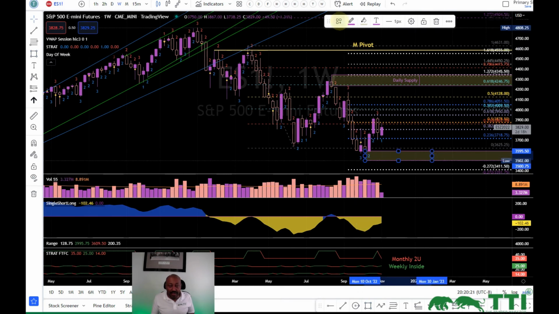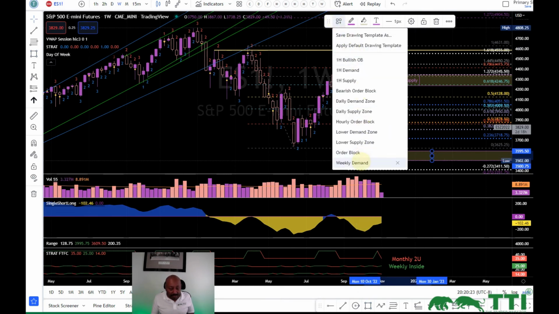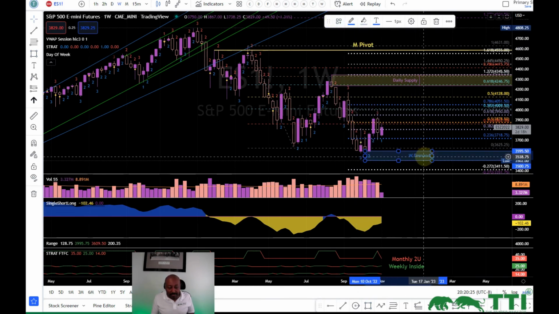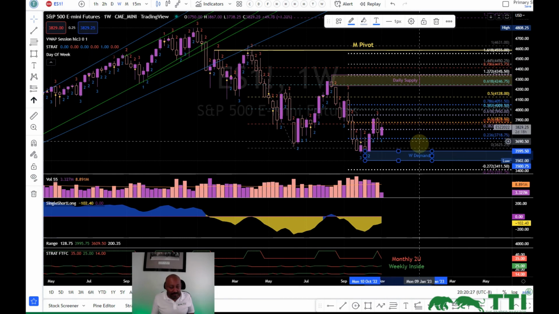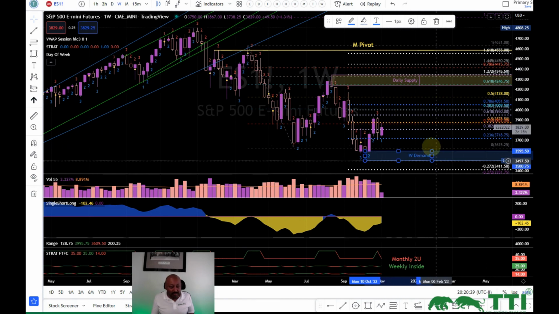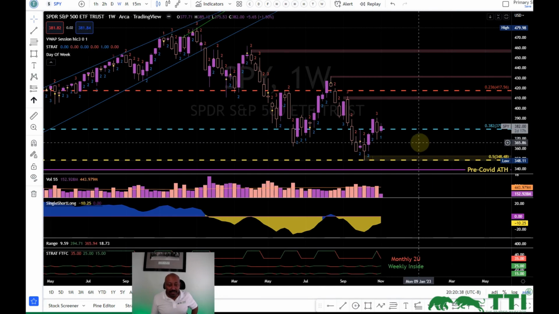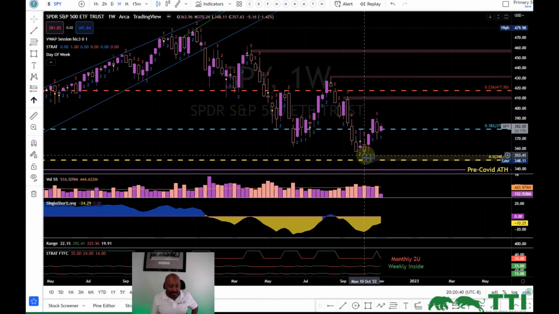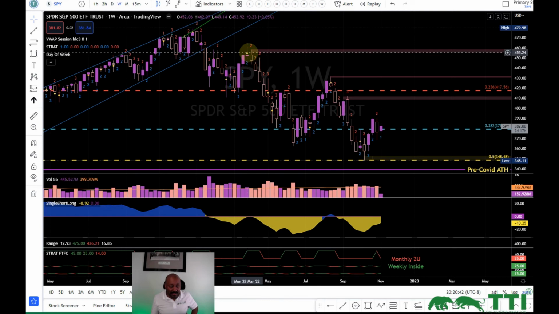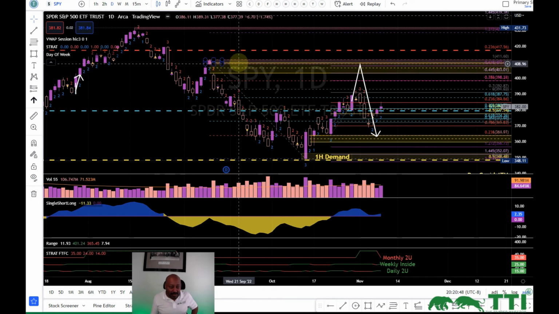Sounds good. These two areas right now are going to be key. We have to pay attention to these two areas. This is in the futures, but you can take SPY, you can take SPX. It's the same areas, right? This area on the weekly and this area. I drew this on the daily, that's why it's much narrower. But it's that same area.